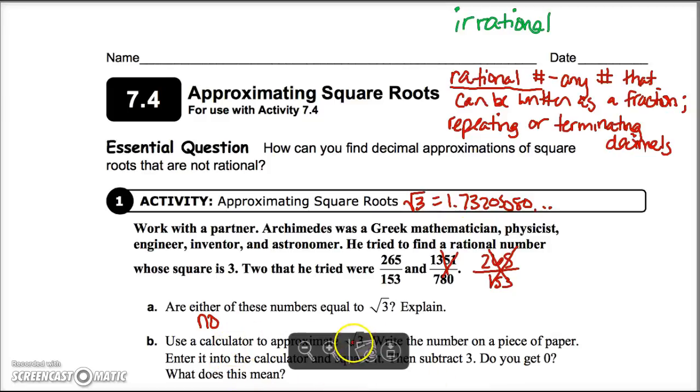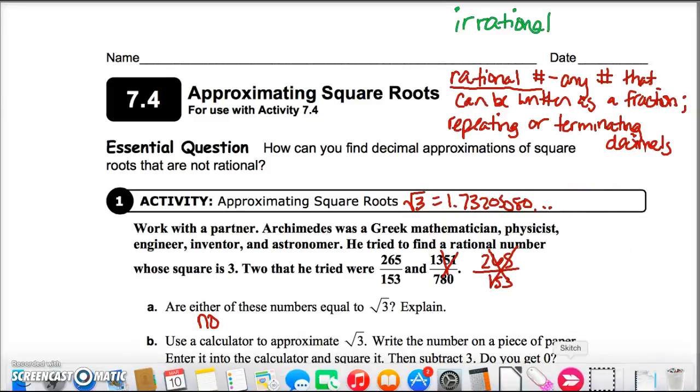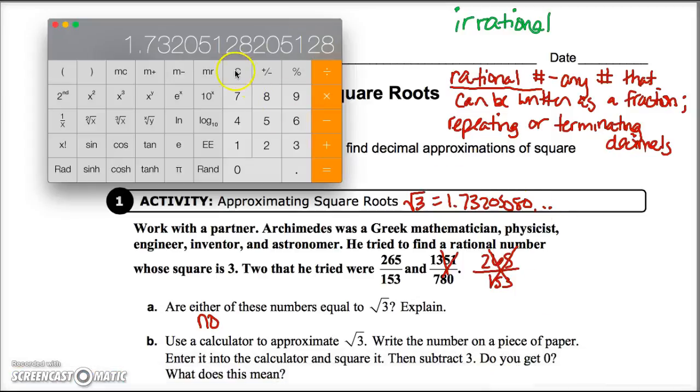Part B says use a calculator to approximate the square root of 3. Write that on a piece of paper. We don't need to do that because we already have it up here. Then square it, and then subtract 3. I'm going to pull my calculator back up and input the square root of 3 again. I'm just going to follow the directions. It says enter it in the calculator, which we have. Square it. Here's my square button. You get 3. And then subtract 3. Do you get 0?